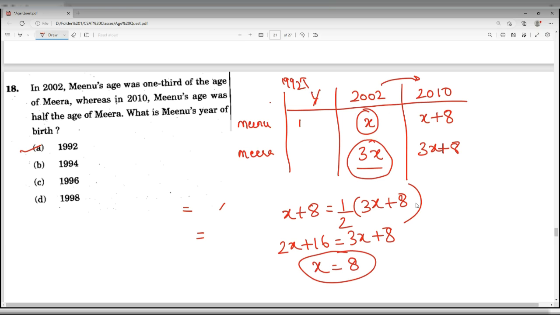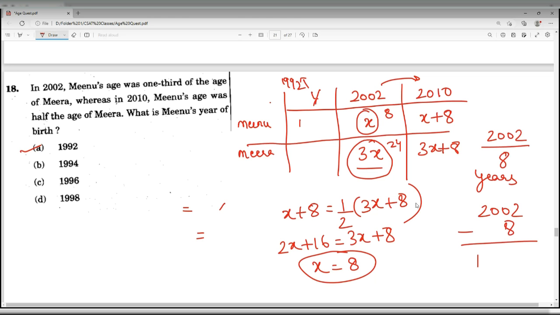Yeah, this is 8 and this is 24. So in 2002, Meenu was 8 years old. So she might have been born in 2002 minus 8 years. That is 1994. So the correct answer is not A, it's D.